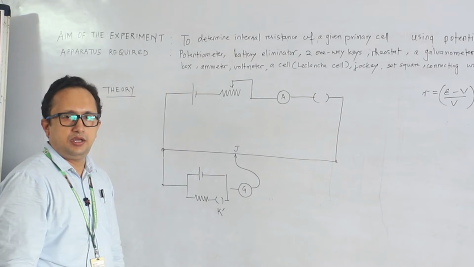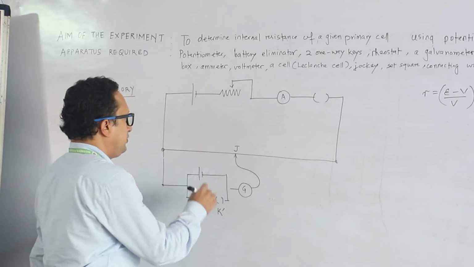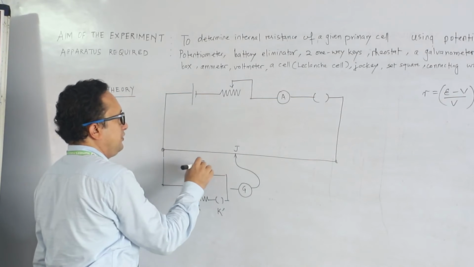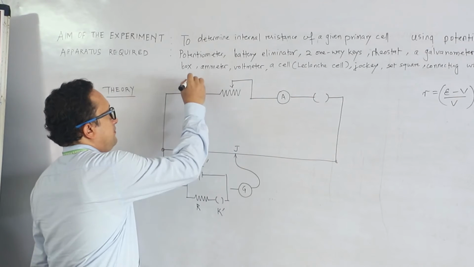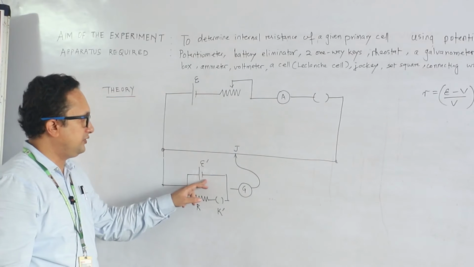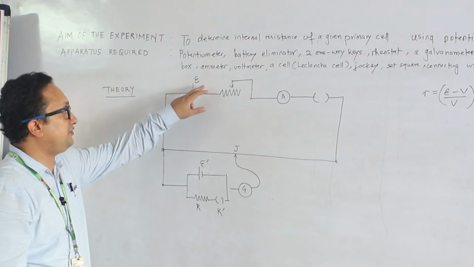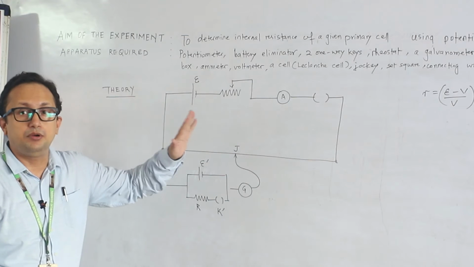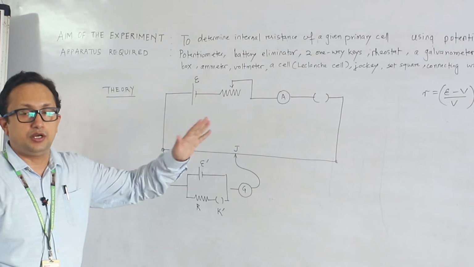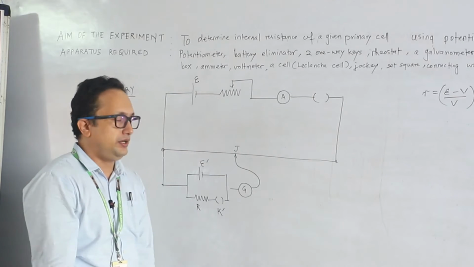Suppose I call my K prime, and this is my external resistor R, and suppose this cell has EMF E prime. This driver cell has EMF E, and this cell has EMF E prime. Remember, E prime has to be less than E for the circuit to be able to determine the balance point. Otherwise, the balance point will not be found. Okay, so how do we proceed?